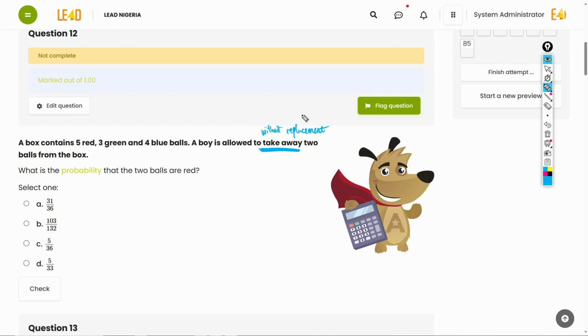Okay, so it means that it was without replacement, right? So take away 2 balls from the box. Both of them are red. All right, so that will be the probability that the first one is red times the probability that the second one is red. So let me draw this out.